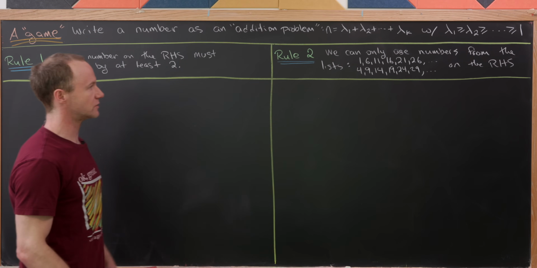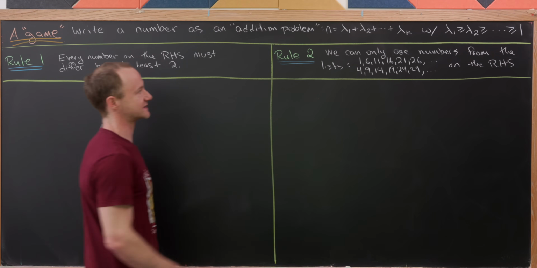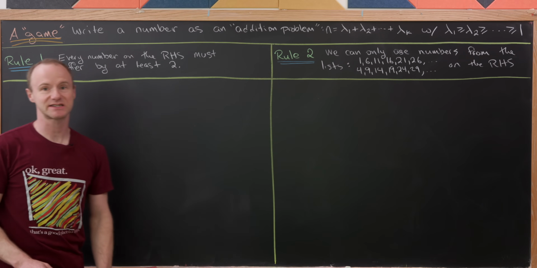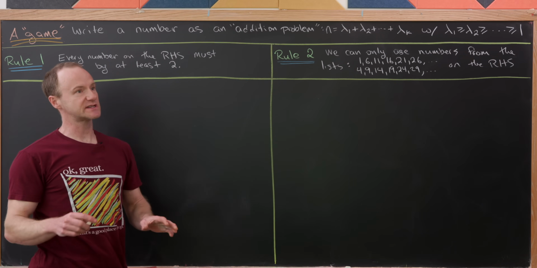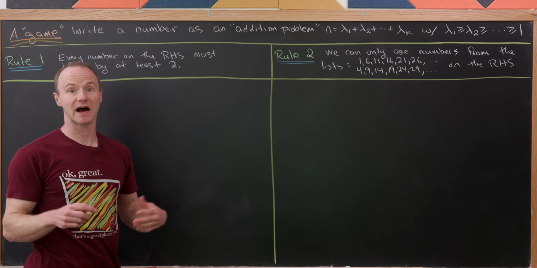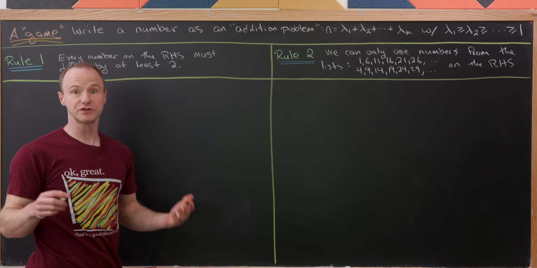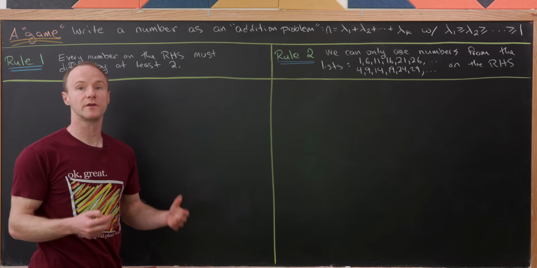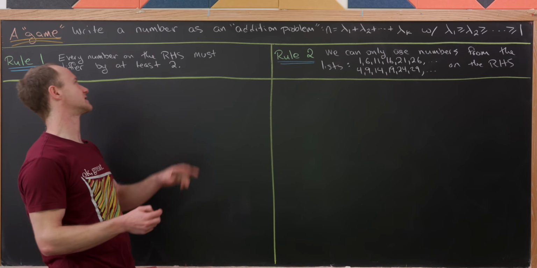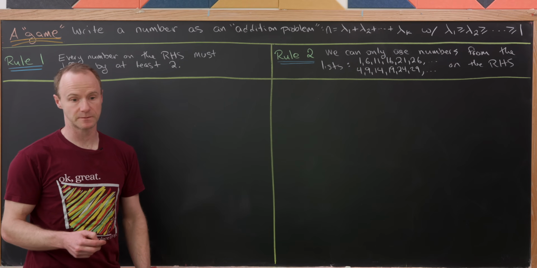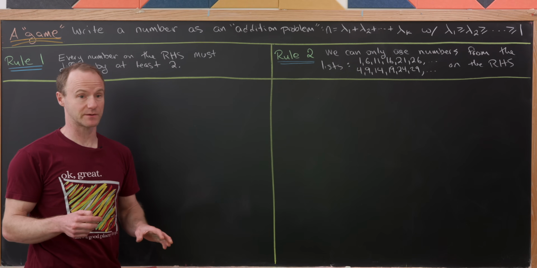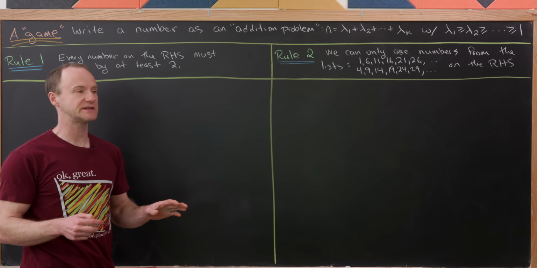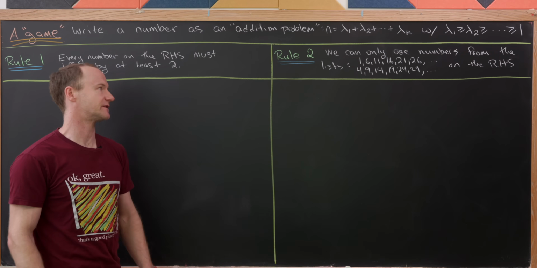So the first rule is every number on the right-hand side, that's over here, has to differ by at least 2. So for instance, part of your addition problem could be 9 plus 7, because those two numbers differ by 2. You could also have 13 plus 4. Those differ by 9, but 9 is obviously bigger than 2. But you could not have something like, for instance, 8 plus 7. Those only differ by 1. That's not a big enough difference.